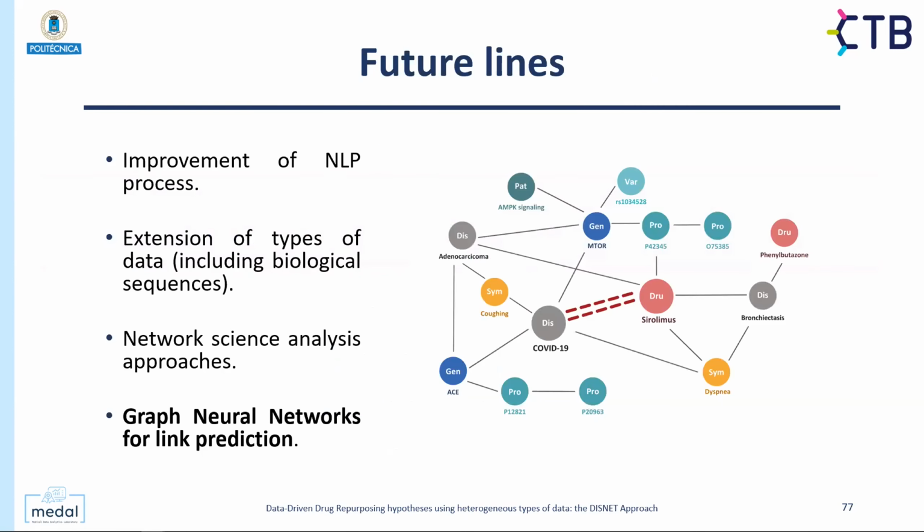So finally, as future lines, we are aiming to improve our process. We are aiming to extend the types of biological data. We are aiming to add more network science approaches, and most important, and this is what I got funding for the next 3 years, to apply more complex AI-driven strategies, in this case graph neural networks, for link prediction on our graph in order to study further connections.